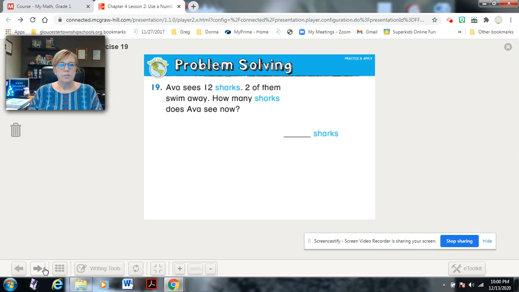All right, here's some problem solving. Now, what happens if they don't have a number line here? What do you think you could use instead? You could get a ruler. Sure, you could get a ruler, a 12-inch ruler, and use that as your number line. Same thing. Very good. All right, Ava sees 12 sharks. 2 of them swim away. How many sharks does Ava see now?